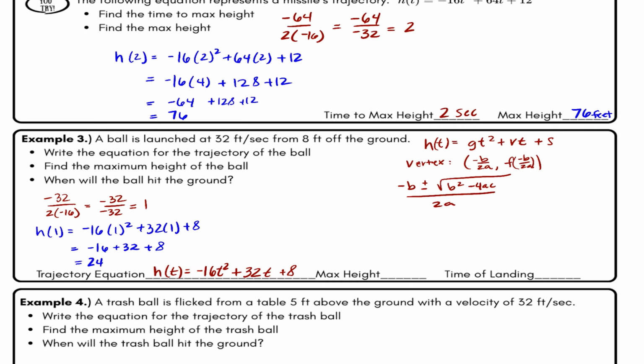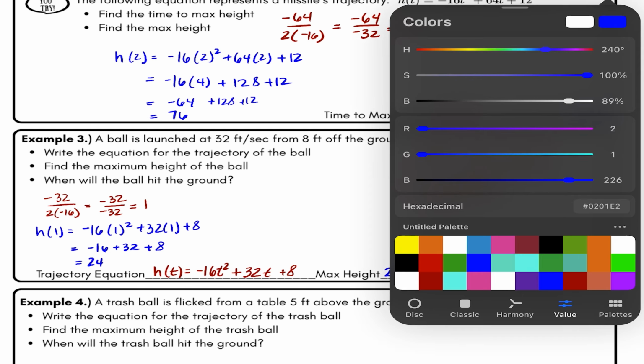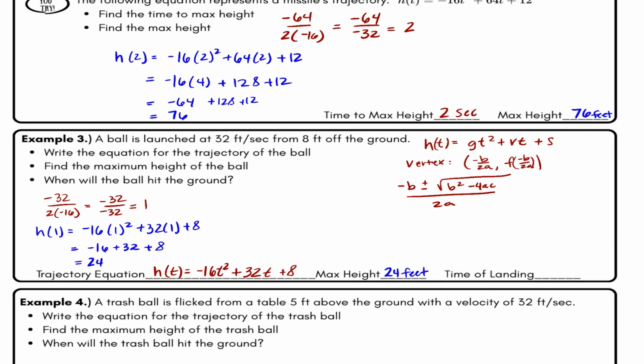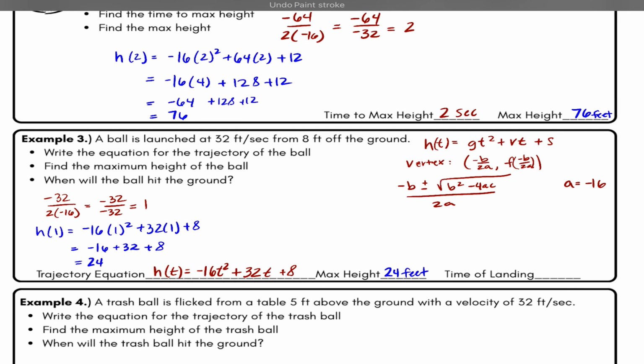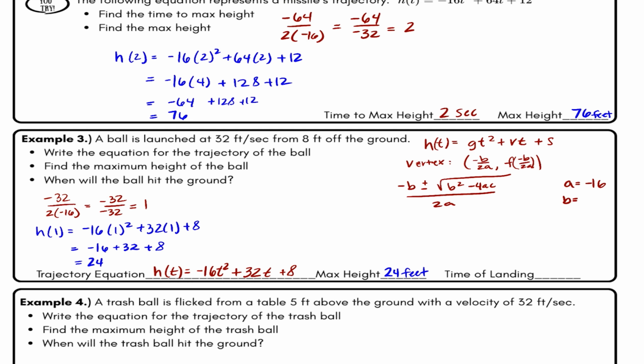24. So the maximum height is 24 feet. Great. Now we're going to be using the quadratic formula. So we already kind of know what standard form is, but it might be helpful for us to list out those terms. So a equals -16. I'm getting that from here. B equals 32. And C equals 8.